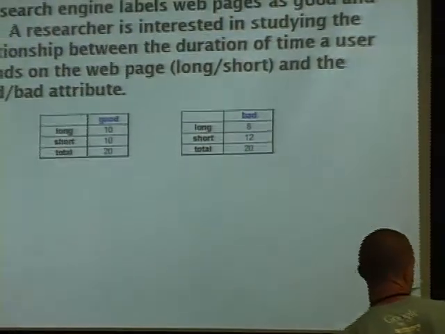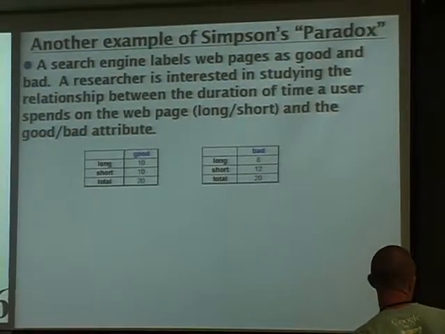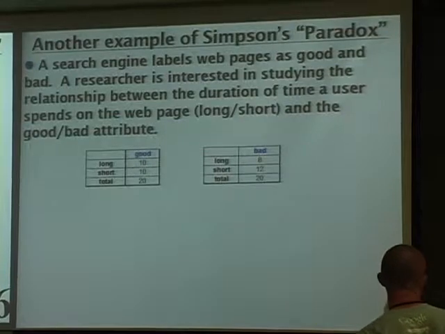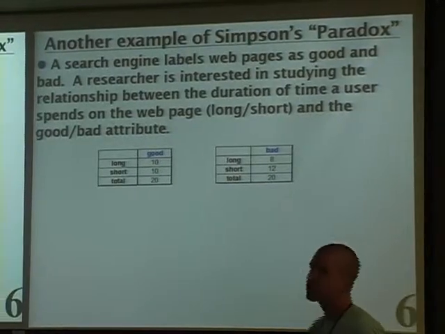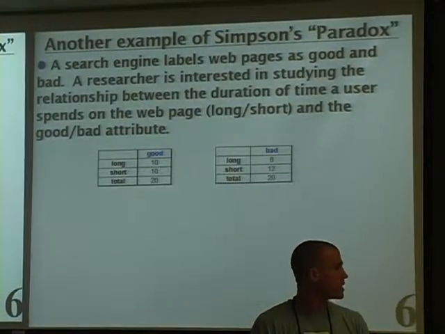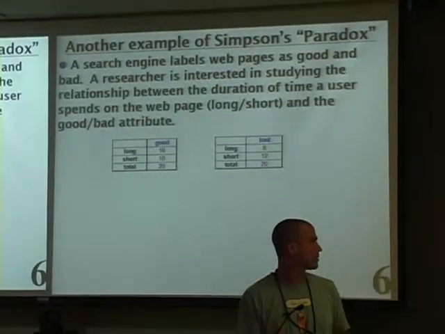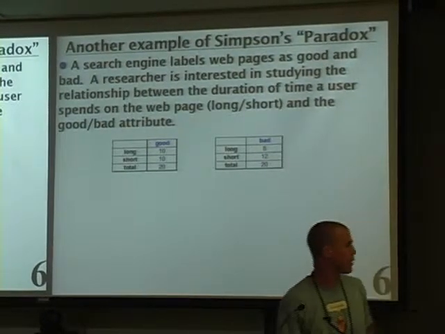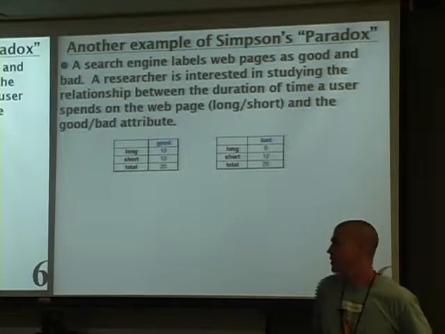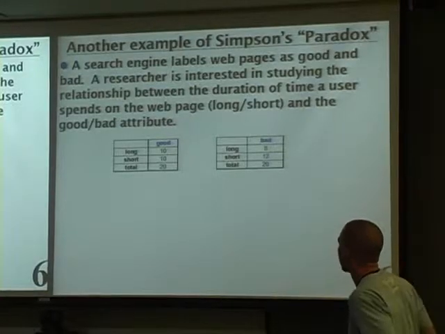But looking at this aggregate data, it suggests that the good pages are long 50% of the time, whereas the bad pages are long only 40% of the time. So it argues for this case that if it's a good page, they're going to stay a long time. It argues for a positive association between duration and quality. Okay, so you say, period, end of the story, problem solved.